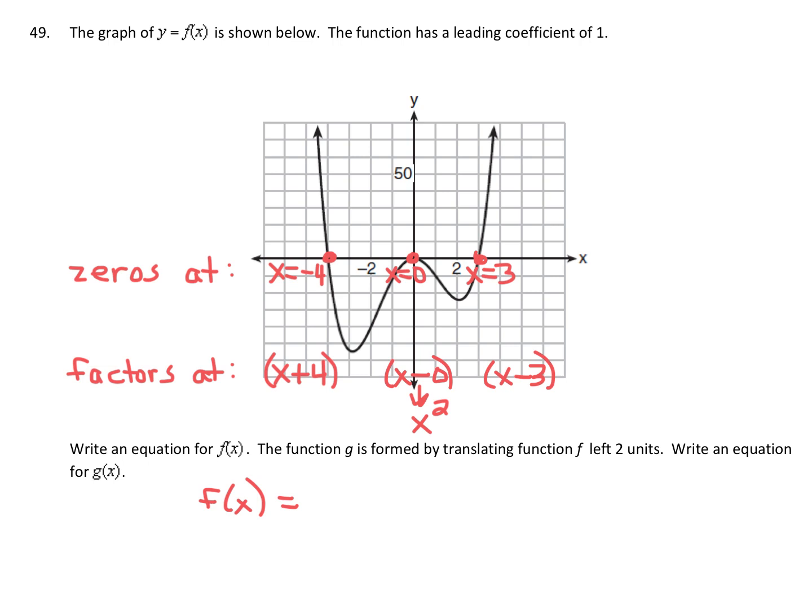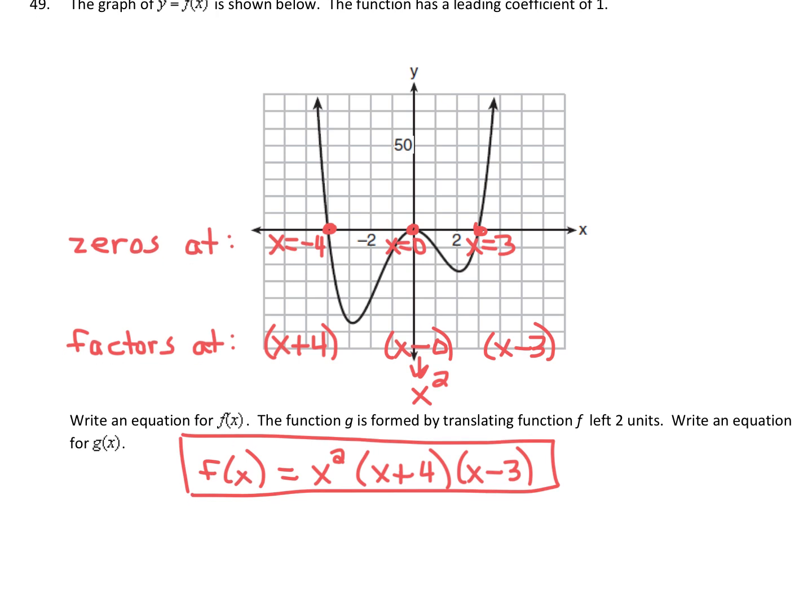Okay, now we know we have factors of x plus 4, x squared, and x minus 3. I'm going to put the x squared first. Usually put your squared terms first, right? And then I'm going to bring down the x plus 4 and the x minus 3. And I'm going to recommend that you do not multiply this out unless they say they want it in standard form, which would mean you'd have to multiply all this out. I would leave it like this in factored form. Okay, so this is our equation of f of x.